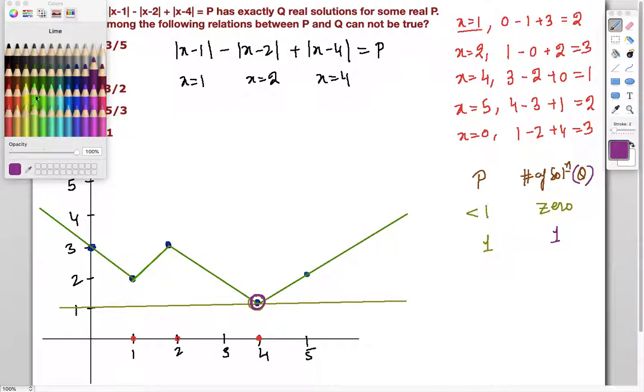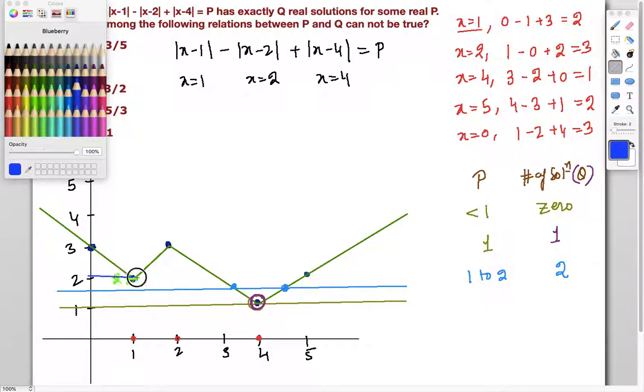Next, similarly, if you draw a line between 1 and 2. Now, this is 1 and this is value 2. So if I plot any line between 1 and 2, you can see it is cutting the graph at how many points? 2 distinct points. You can see this is 1 point and this is the second point. So whenever the value of P lies in the range 1 to 2, we can say the number of solutions is 2.